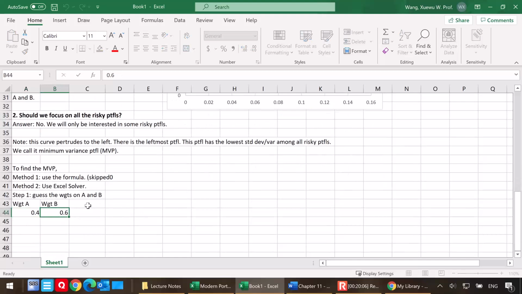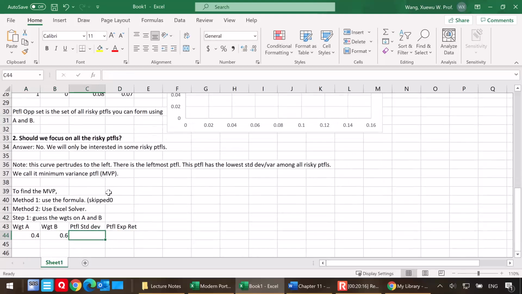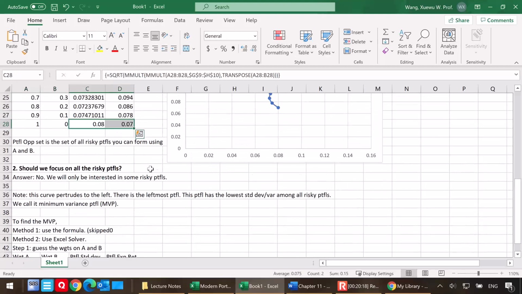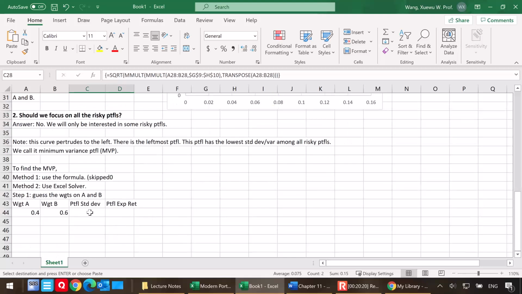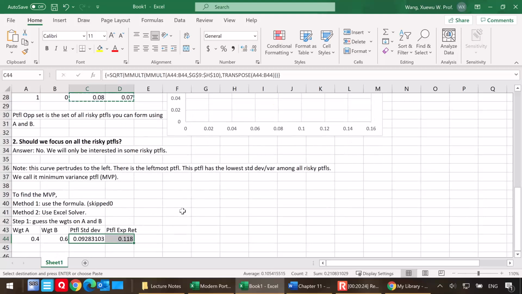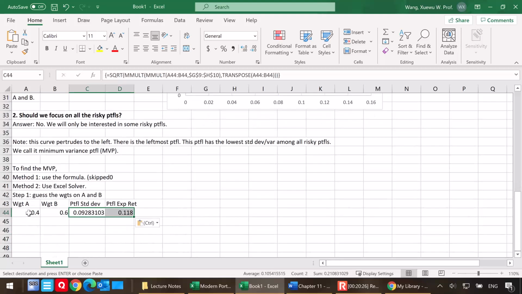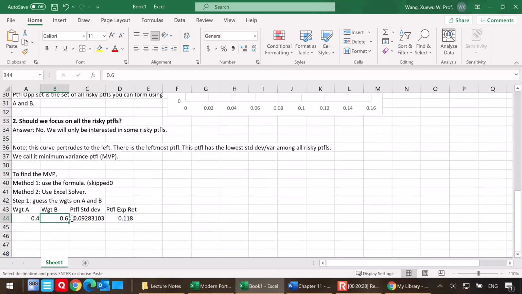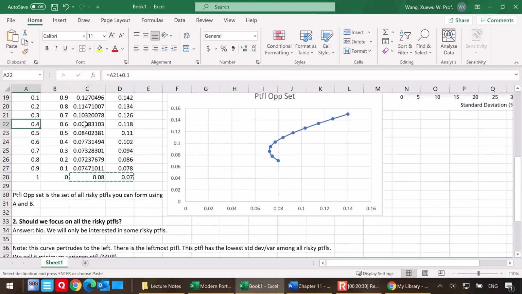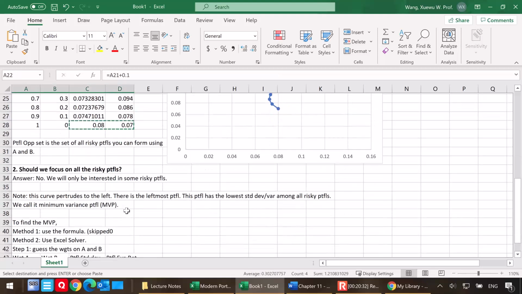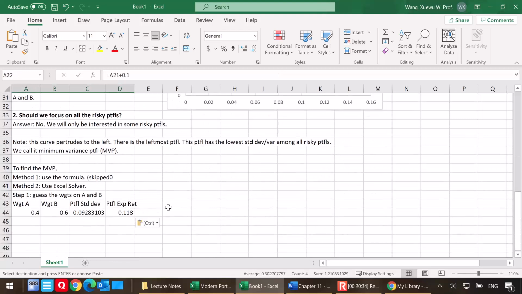And this is a portfolio, all right? So I'm going to look at portfolio standard deviation, and I'm going to look at portfolio expected return, all right? And can I just copy these two formulas here? All right, and can I copy and paste? And yes, you can do that. And if you put 40% of your money in A and 60% in B, we're looking at this row here, and that's replicating the same number, okay?